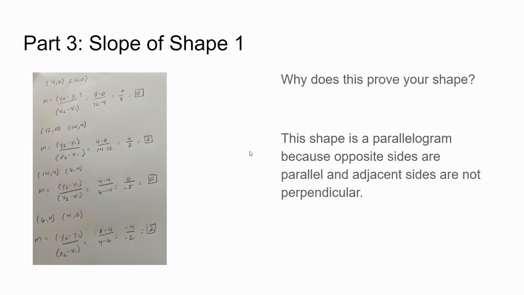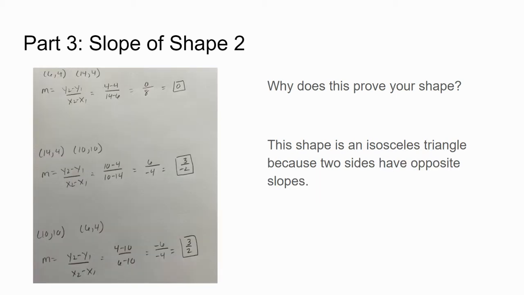Then comes the proof part. So this is me proving the slope of my first shape. I'm proving the slopes of my parallelogram, which again, I'm going to teach you how to find slope. But I proved that this was a parallelogram because the opposite sides are parallel and adjacent sides are not perpendicular, which will make a lot more sense after I teach it. So I do my proofs. I have my proof of my second shape, which was my triangle.